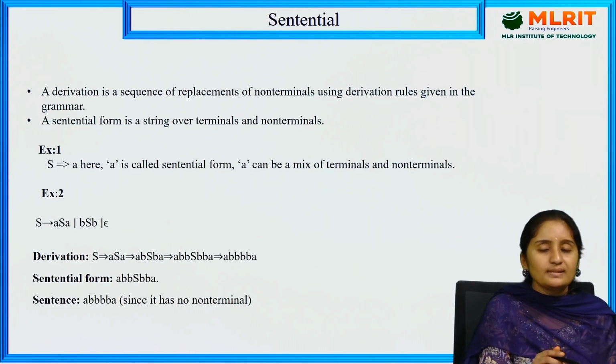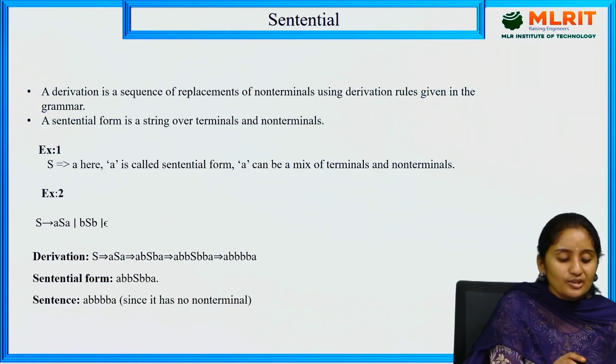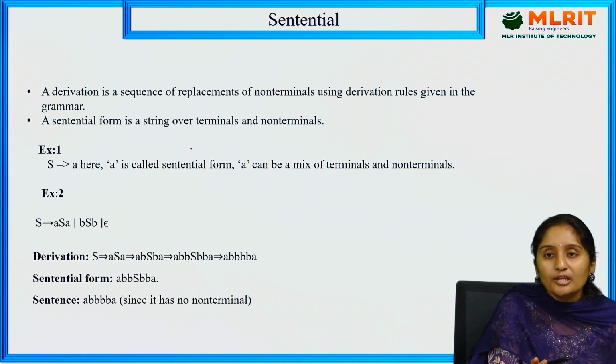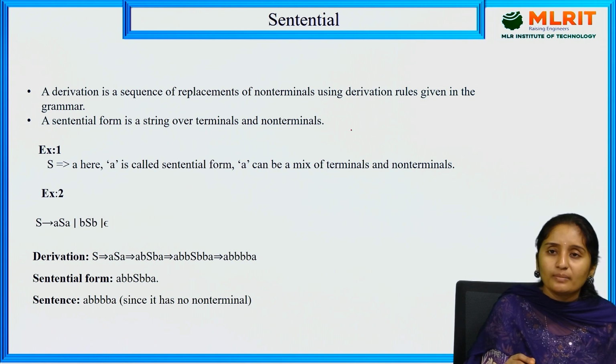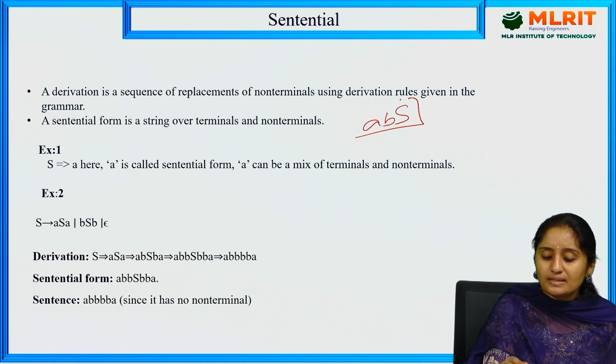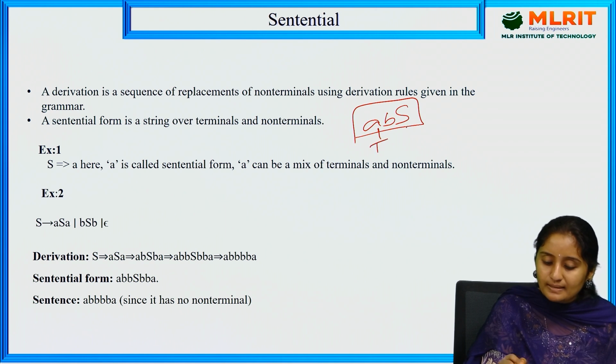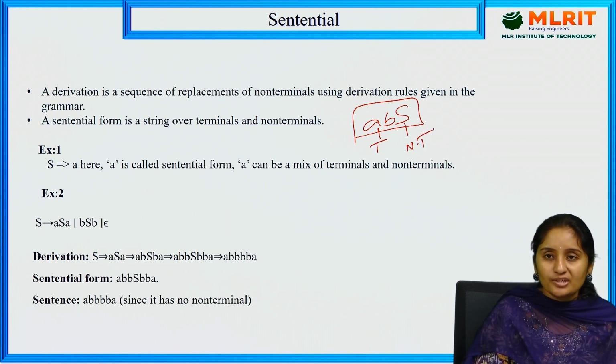So the next is sentential. What is a sentential? A sentential consists of a combination of terminals and non-terminals, like A, B, capital S. So this is a combination of terminals and a non-terminal. That is nothing but a sentential.